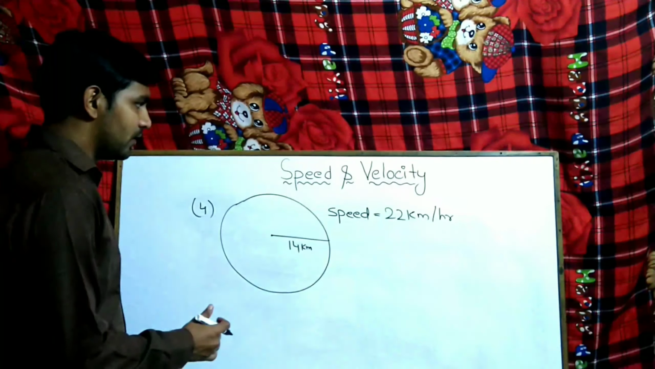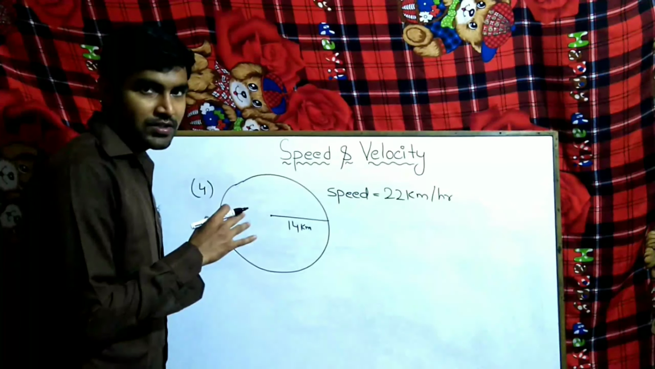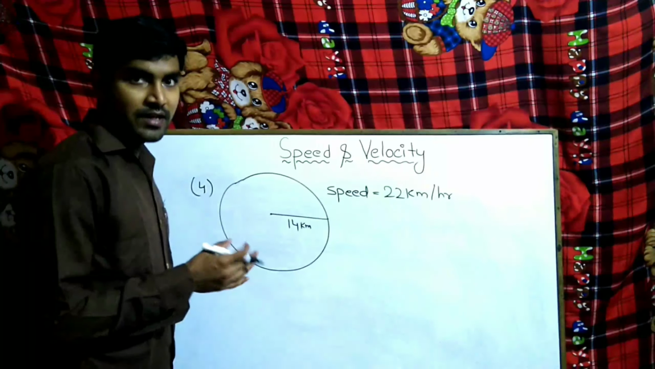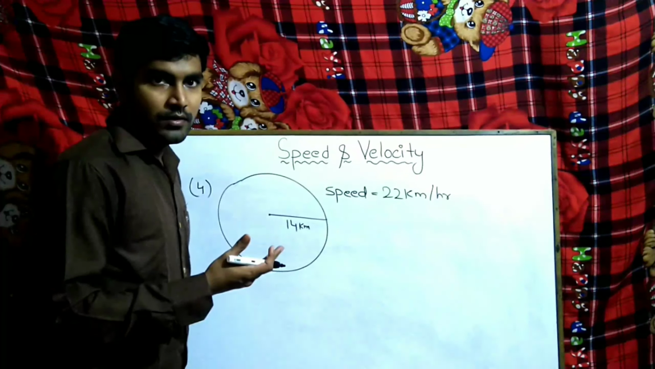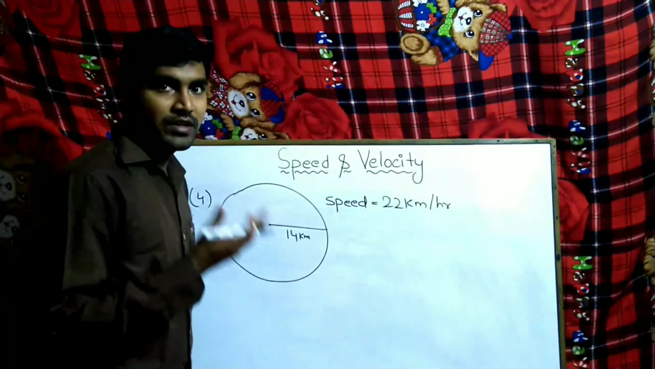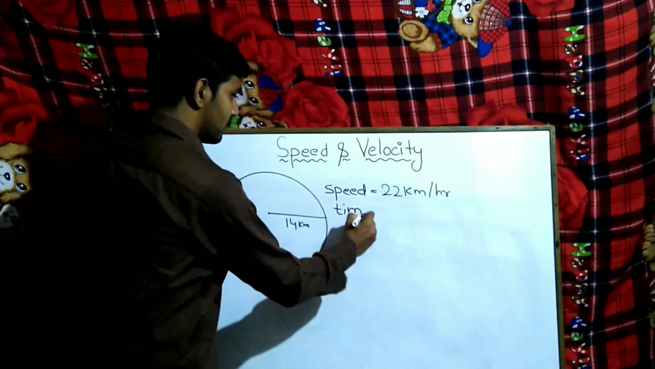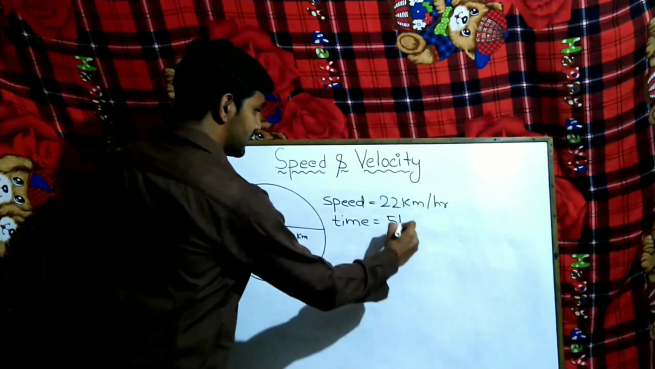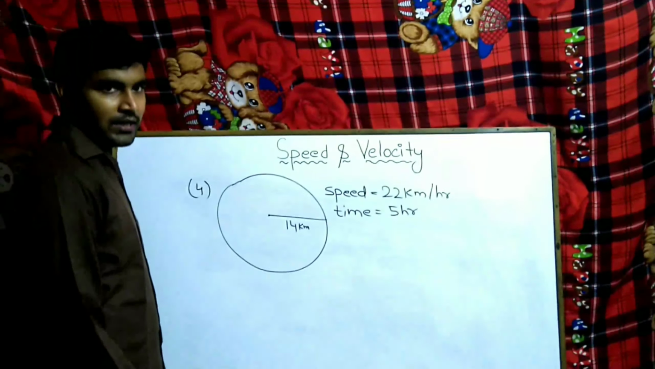Okay, but at the end of 5 hours, what is the distance and displacement? One more time. At the end of 5 hours, what is the distance and displacement? So time is given, 5 hours. Okay. So first we have to find distance.